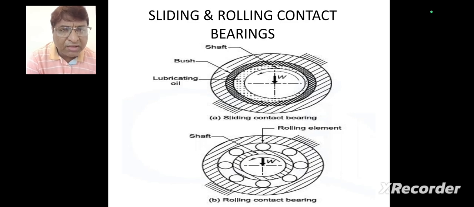So here the figure of sliding and rolling contact bearing. In sliding contact bearing, there are shaft, bush and lubricating oil, and the force applied on the bearing that is also shown in this figure. And in the rolling contact bearing, there are shafts, rolling elements, also the force applied on which part it is shown in this figure.